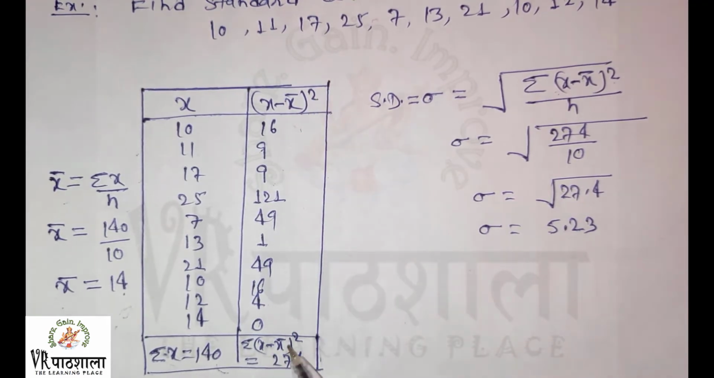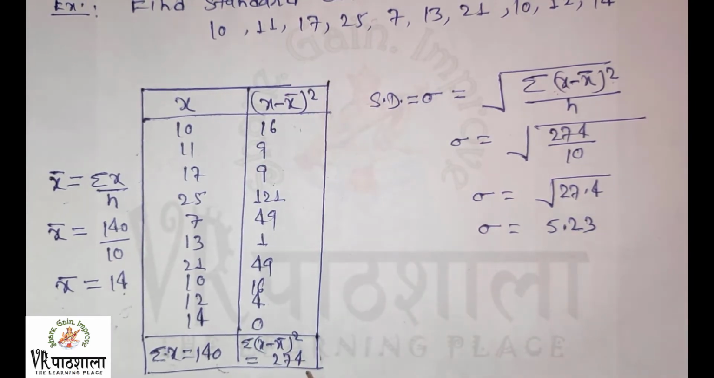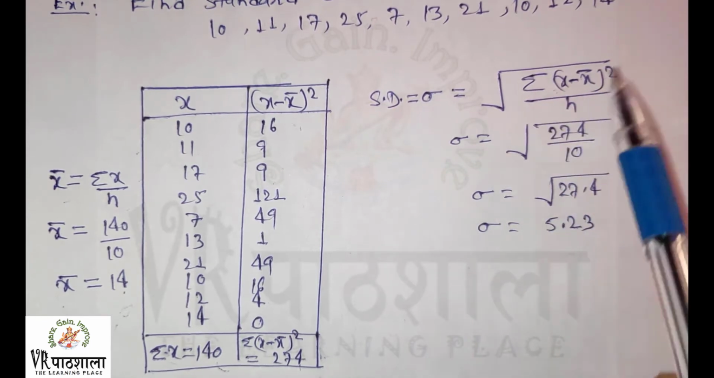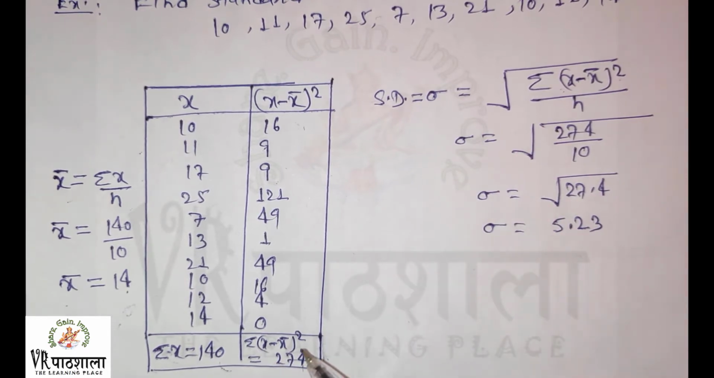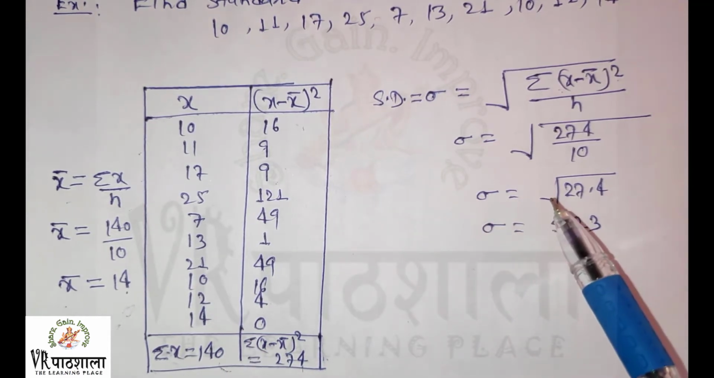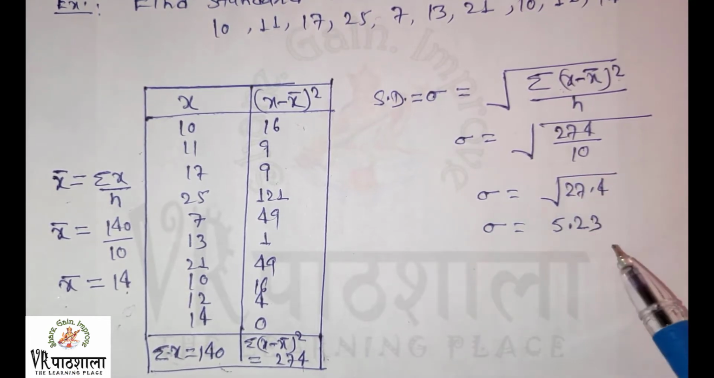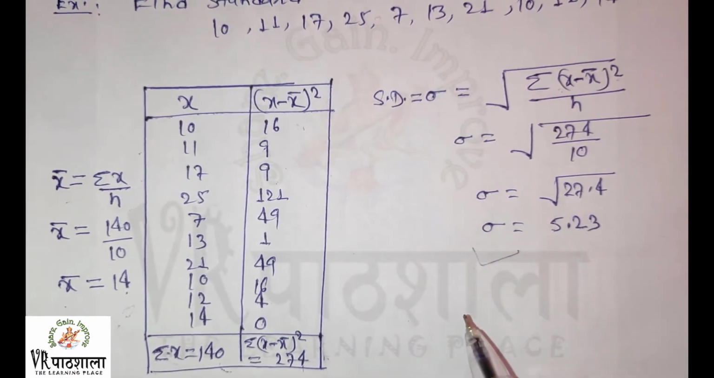Now the summation of (x minus x bar) square means the sum of the column (x minus x bar) square, and it will be 274. Now the standard deviation is defined as under root summation (x minus x bar) square over n. Here n is the number of terms. Putting in the values of summation (x minus x bar) square and n, the standard deviation is equal to under root 27.4, and the square root of 27.4 is 5.23. So the standard deviation is 5.23. Thank you.